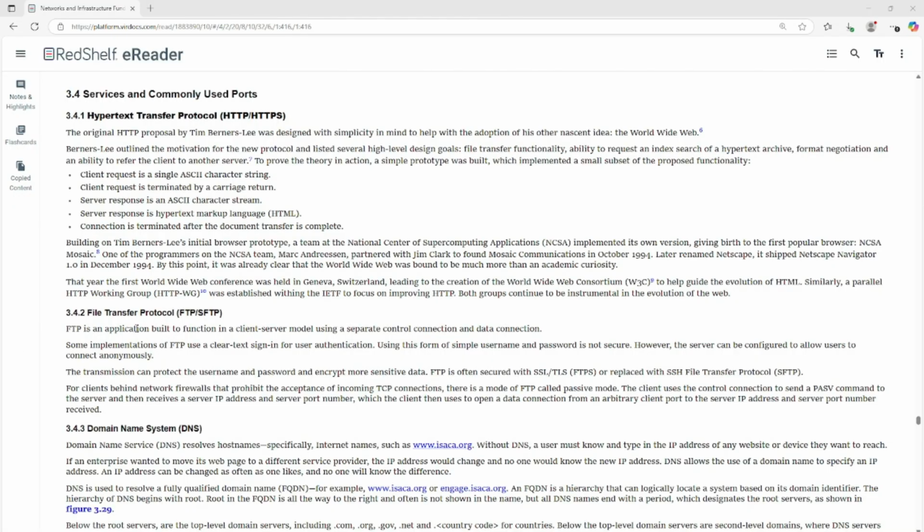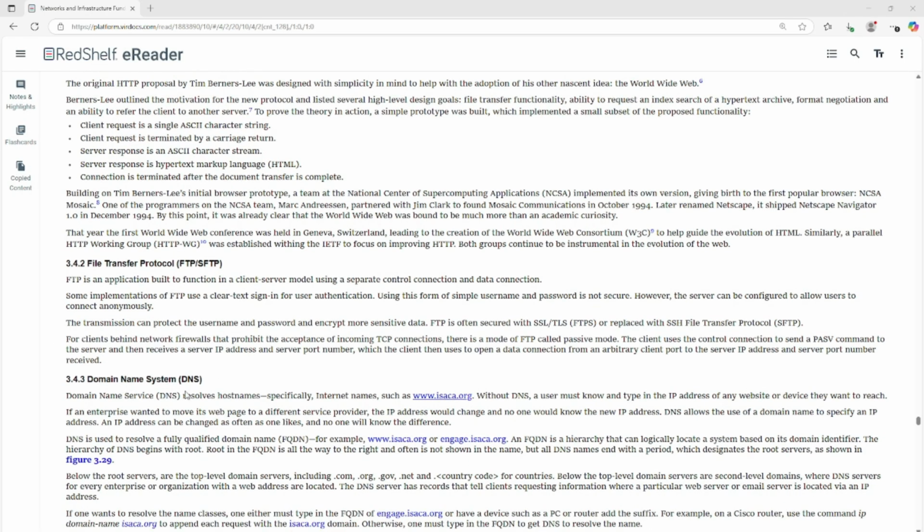It's important for you to know that FTP is not secured and was later replaced with the SSH File Transfer Protocol, SFTP, or Secure Shell.